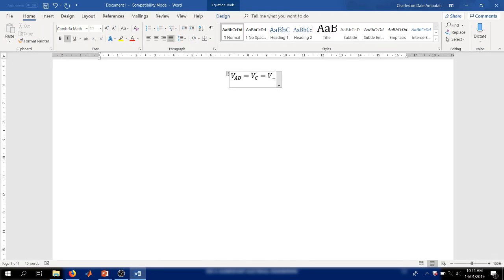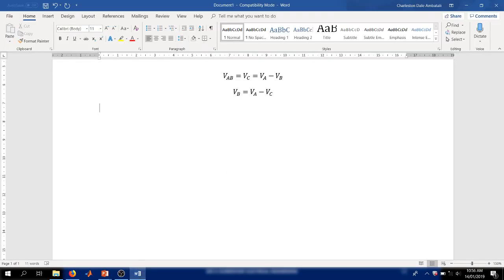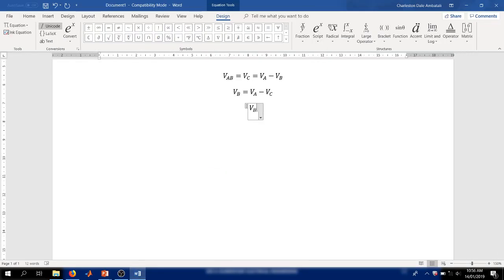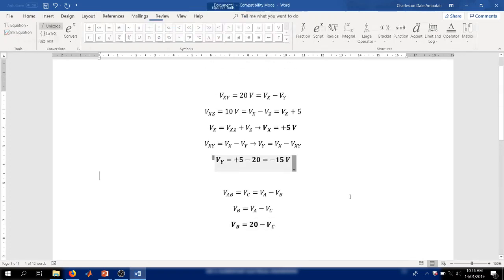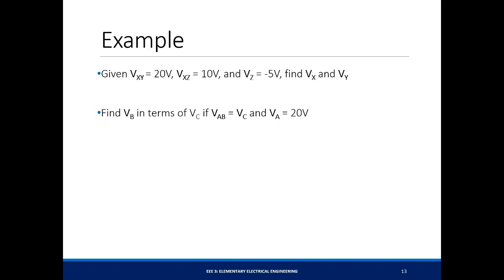So we know VAB is equal to VA minus VB. So we get VB is equal to VA minus VC. And finally, VA is 20 volts. So VB is equal to 20 minus VC. And this is your answer. Okay, so these are the answers from the example.